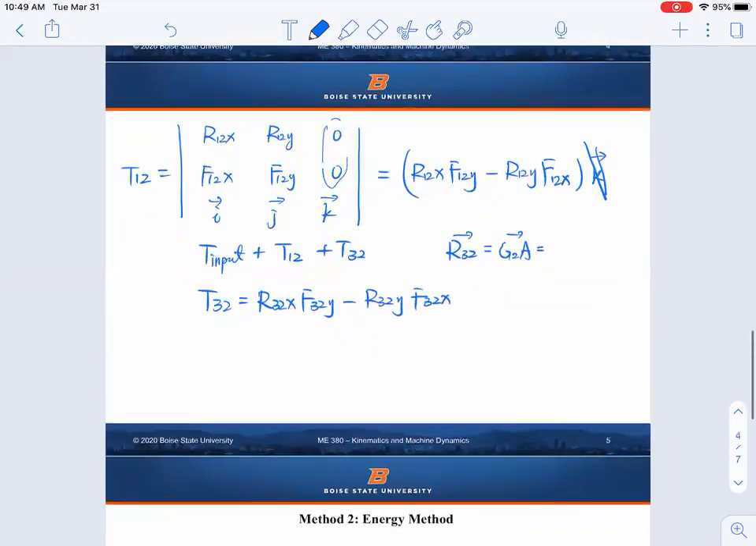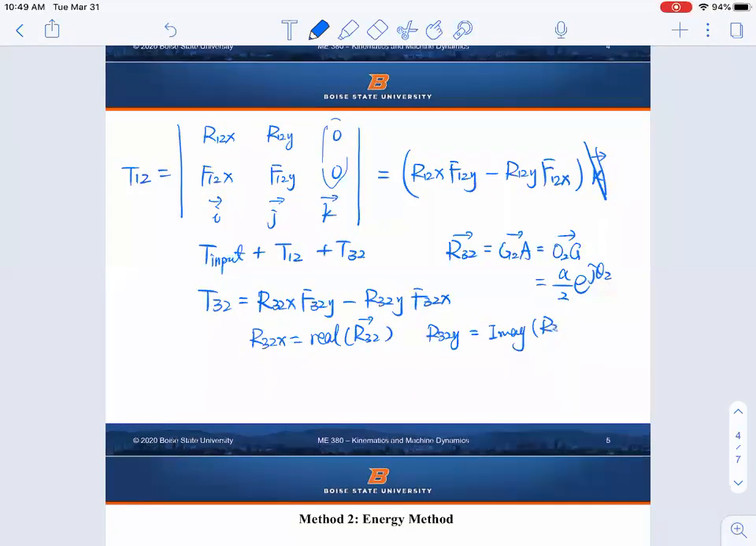And then you can see that is actually O2G directly, and then it's half A e^(j theta 2). And then again, the real part is R32X. R32X is the real part of the R32 vector, and R32Y is the imaginary part of the R32 vector.